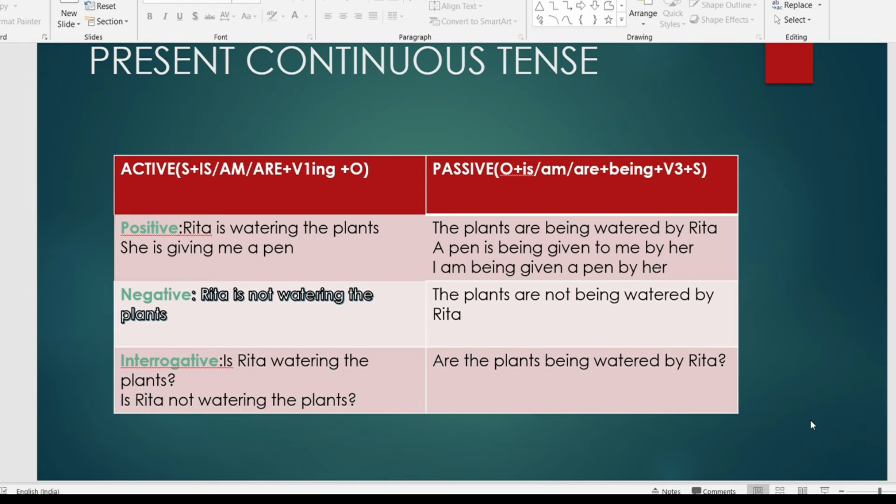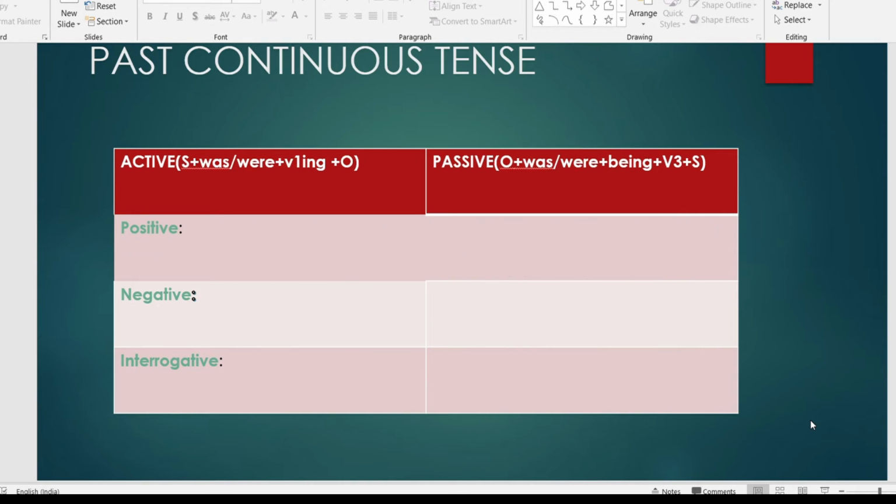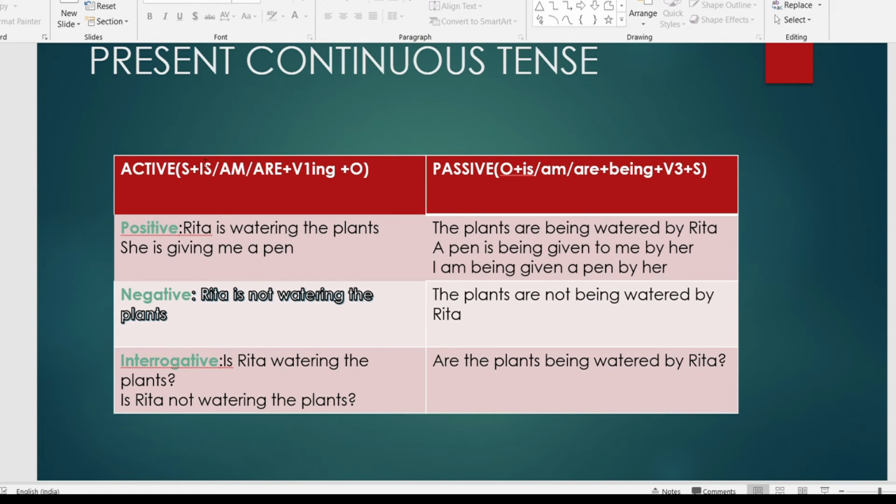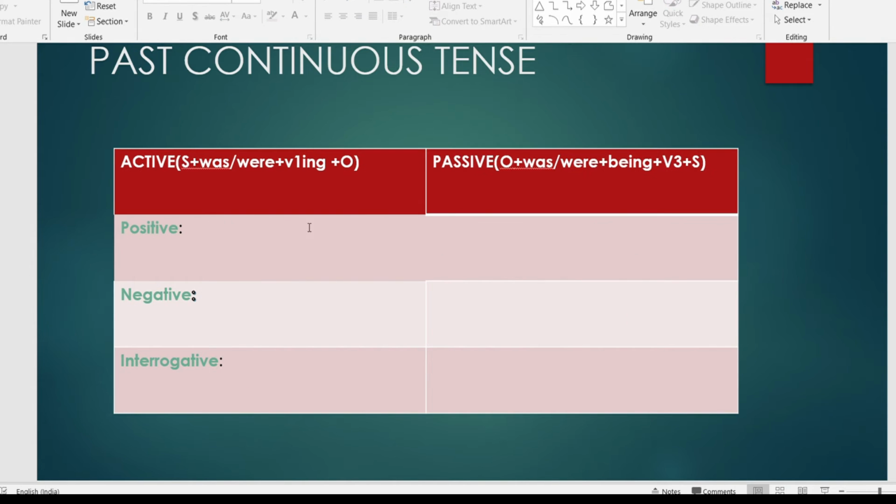Okay. So next is past continuous tense. Now here, see, in the simple present, the helping verbs were is, am, are, right? So the formula remains the same, just the helping verb changes. So in past continuous, it is was, were. The formula remains the same. Subject plus was, were, first form of verb plus ing plus object. And in the passive, it is object plus was, were plus being plus third form of verb plus object.